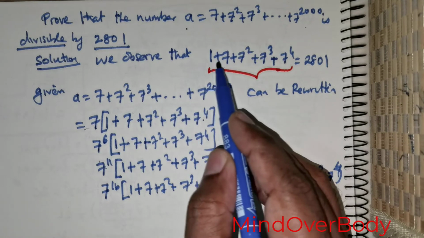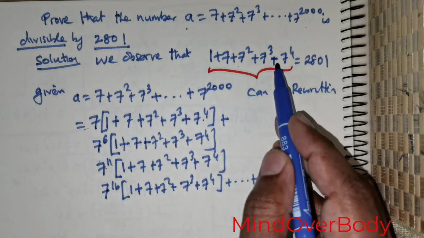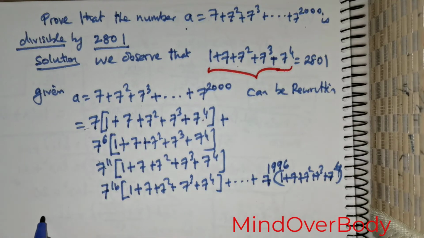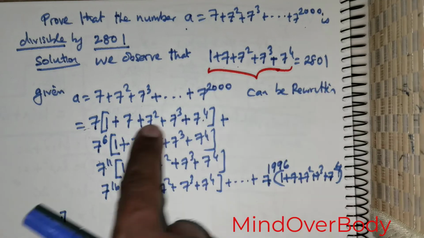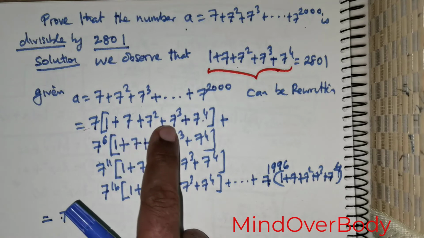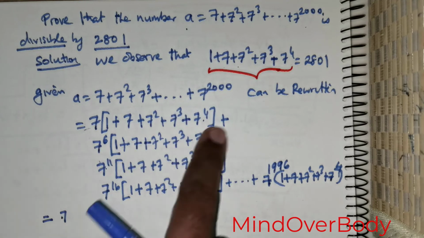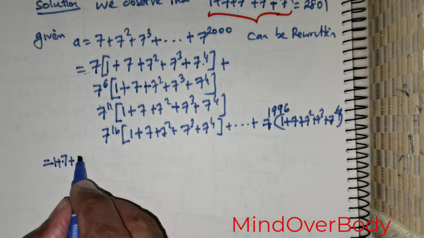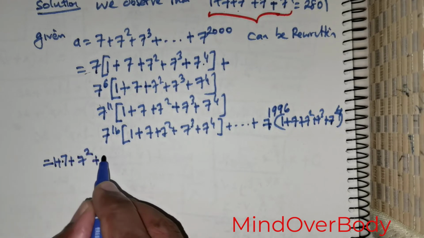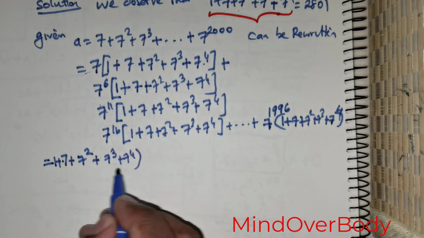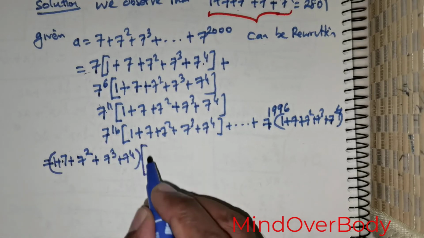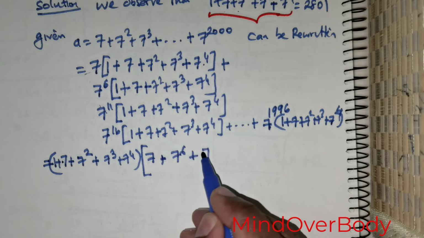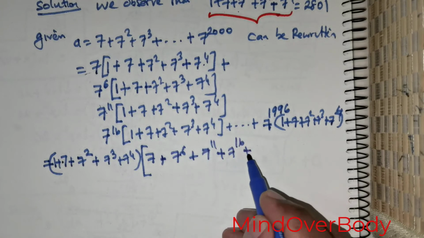Now we know that 1 + 7 squared + 7 power 3 + 7 power 4 is nothing but 2801. So I can place that. Now clearly, before I could do that, I can see that 1 + 7 squared + 7 power 3 + 7 power 4 is a common quantity. So I can take that out and rewrite the terms in this fashion. This is the common quantity. If I were to take it out, I would get 7 + 7 power 6 + 7 power 11 + 7 power 16, etc.